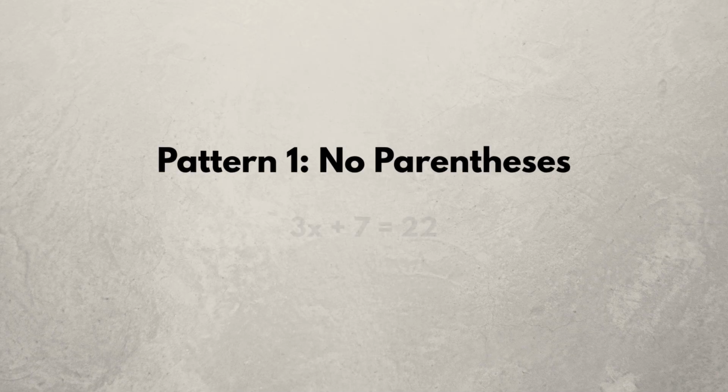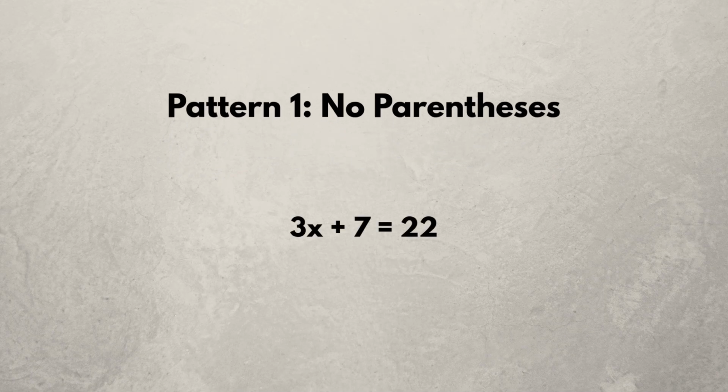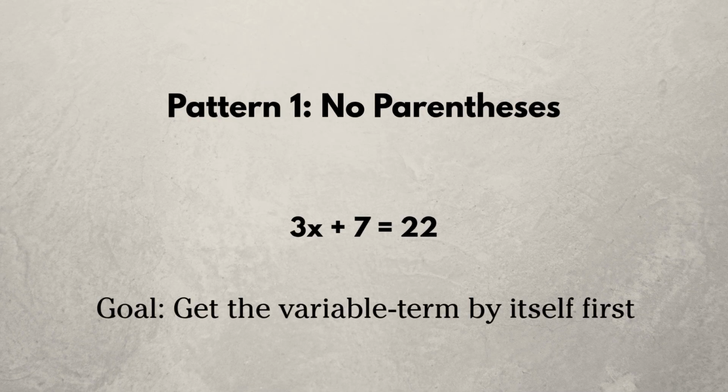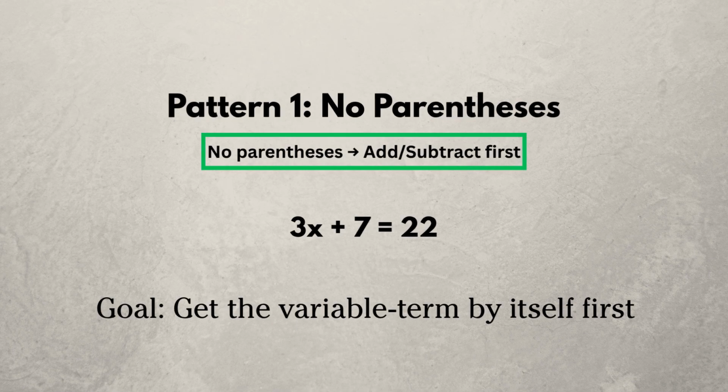Pattern one, no parentheses. Look at 3x plus 7 equals 22. Here there are no parentheses and no big fractions, just a variable term sitting next to a constant. What this means, your goal is to get the x term by itself first, so your opening move is to undo the addition or subtraction.